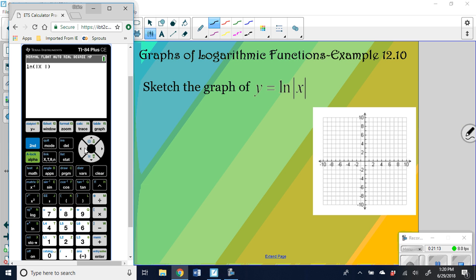But let's say we don't want x, we want 0. Any ideas what the natural log of 0 is? It doesn't work. So anyway, we have a vertical asymptote at 0. But if you plug in 1, you get 0. And if you plug in 2, you get 0.7 basically.